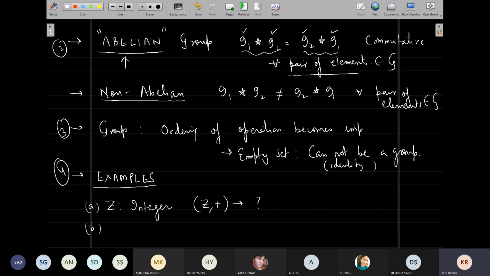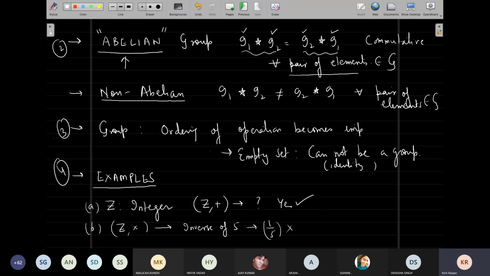So what about Z and ordinary multiplication? Is it a group? No, sir. Why is it not a group? Sir, the inverse won't exist. Inverse of zero, or inverse of 5. What is that? 1 over 5. Yes, it won't exist, because 1 over 5 is not an integer.